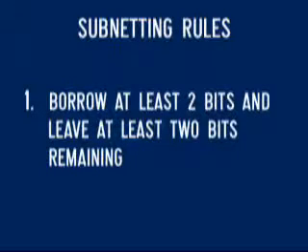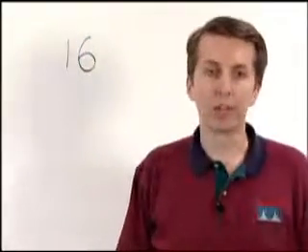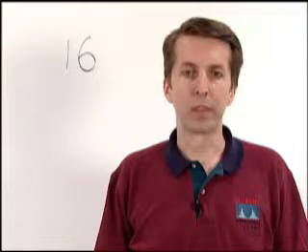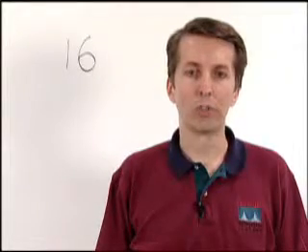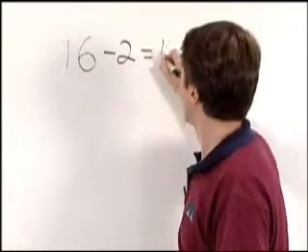The first rule of subnetting is that we have to borrow at least 2 bits and that we have to leave at least 2 bits for the host portion of the address. We have a total of 16 bits available for the host portion of our address: 8 bits in the third octet and 8 bits in the fourth octet. This means that the maximum number of bits we can borrow, according to the first rule of subnetting, is 16 minus 2, or 14 bits.